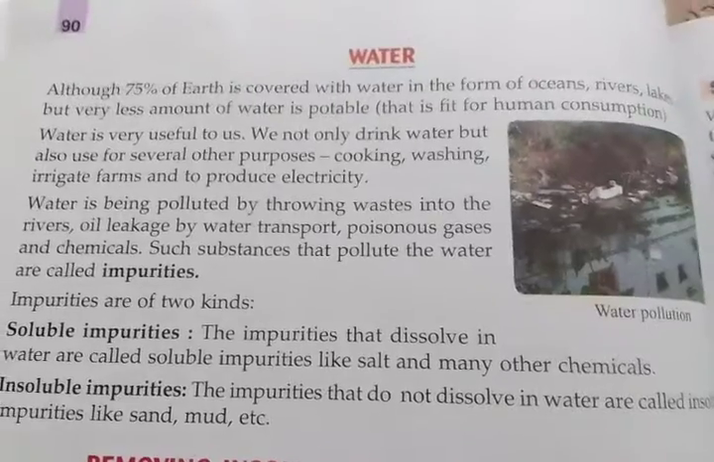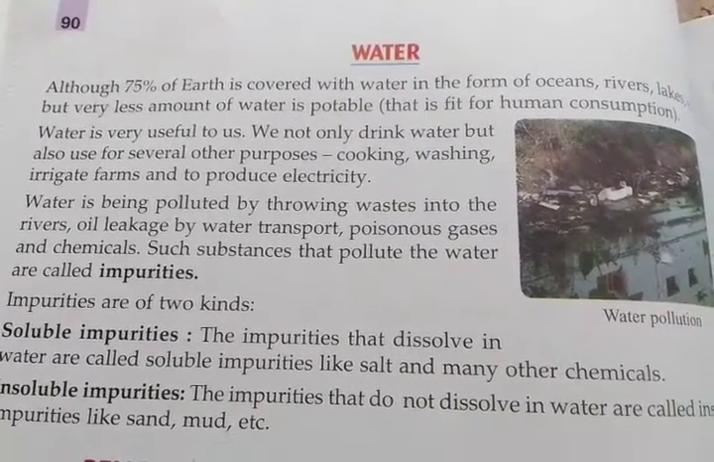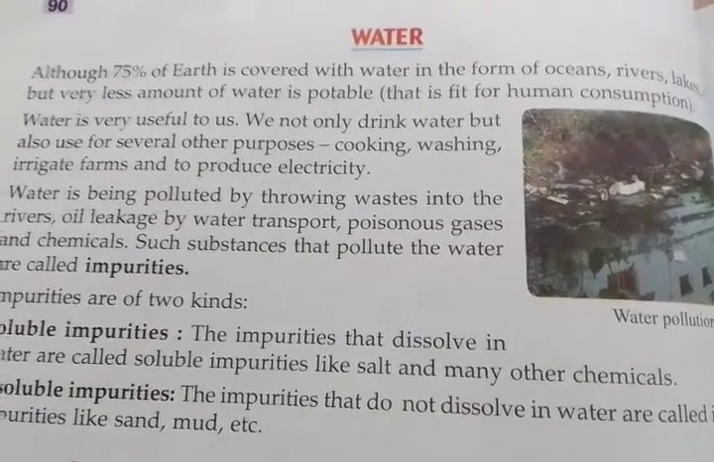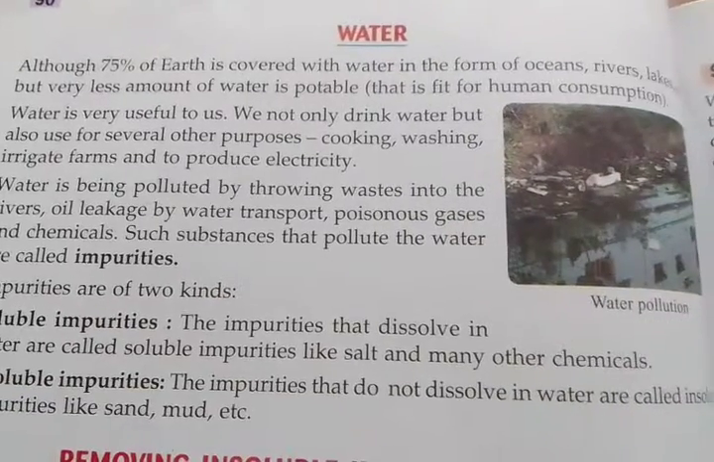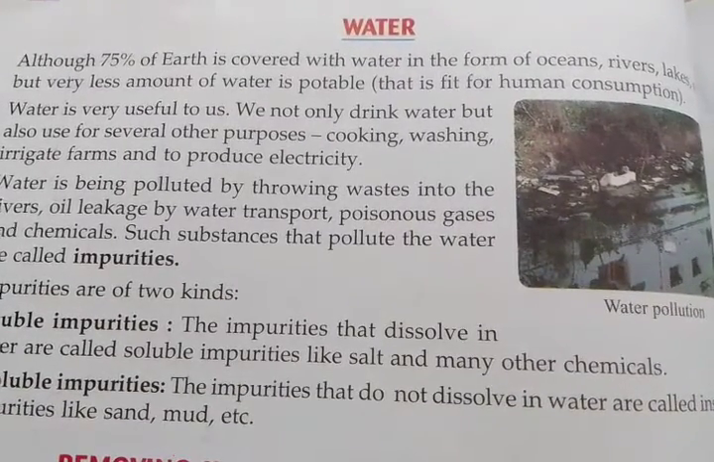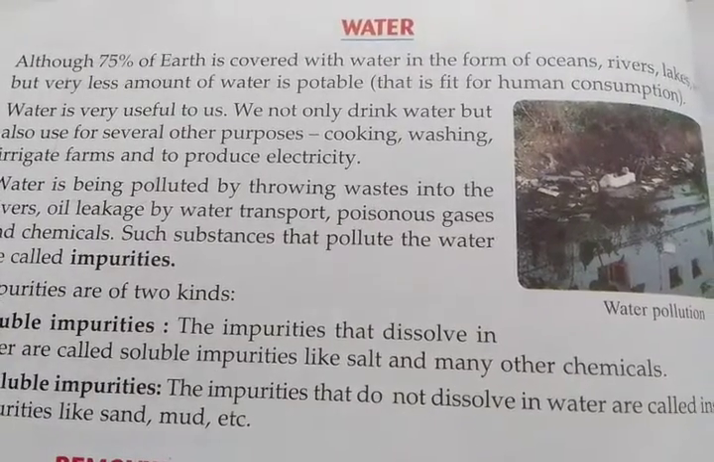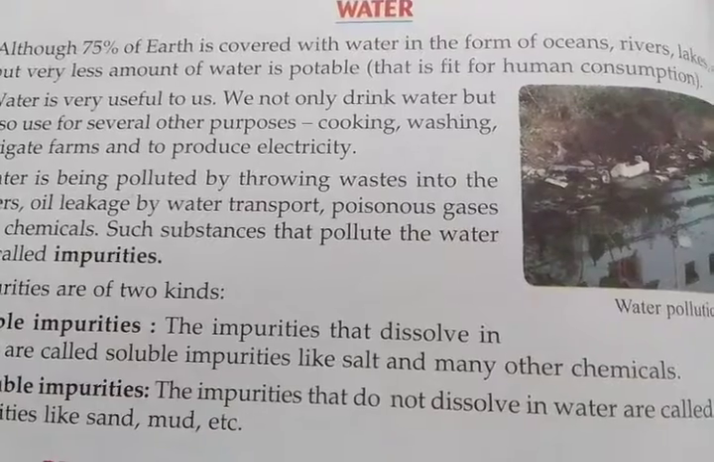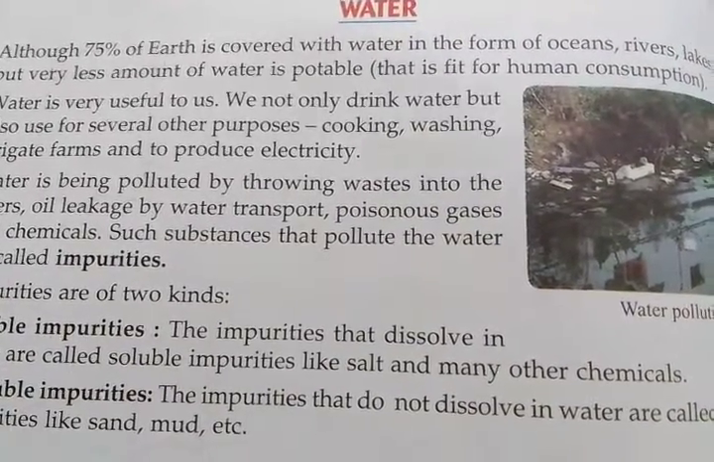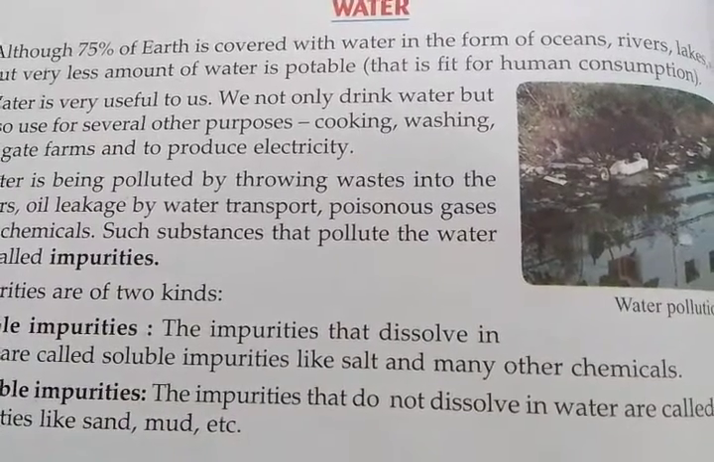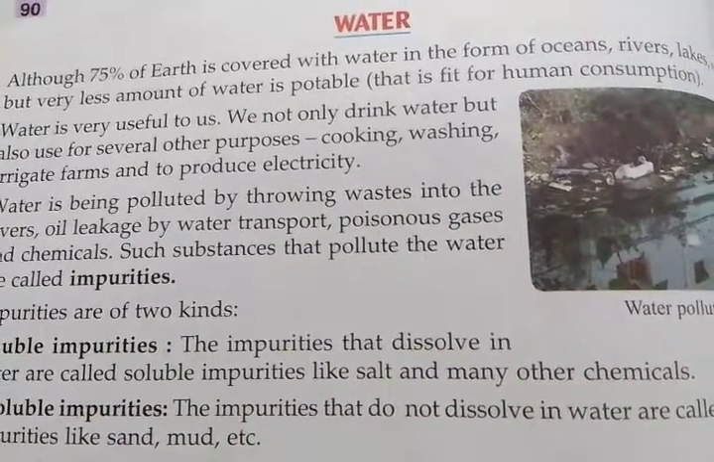The next most important is water. Water is very important for us. Almost 75% of earth is covered with water. It is in the form of oceans, rivers, lakes, etc. But very less amount of water is usable. That means very less amount of water is usable for human consumption.